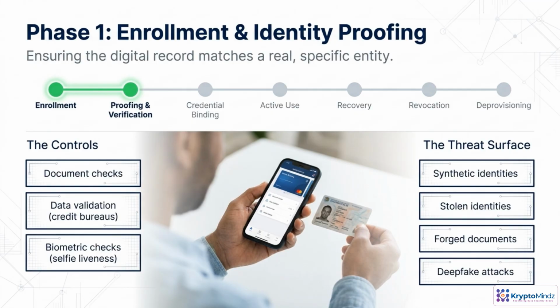Enrollment and identity proofing answer one core question: does this digital record truly belong to a real, specific person or business? Architecturally, this is where you combine signals: document checks, data validation from bureaus or registries, and biometric or liveness checks. At the same time, you're defending against synthetic and stolen identities, forged documents, and increasingly deepfake-style attacks at the front door.